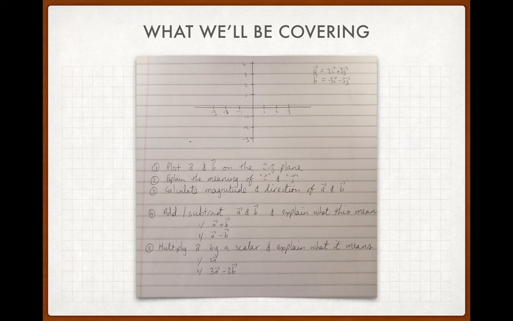And examples of scalar multiplication are given in number 5. 2 multiplied by the vector A, and the second one, 3 multiplied by the vector A, is a scalar multiplication, and minus 2 by the vector B is a scalar multiplication. And we'll check back to make sure we've completed all of these at the end of this video.